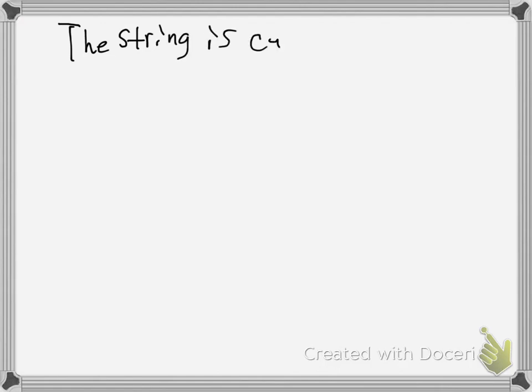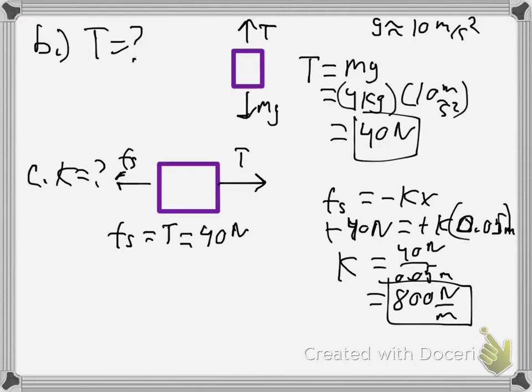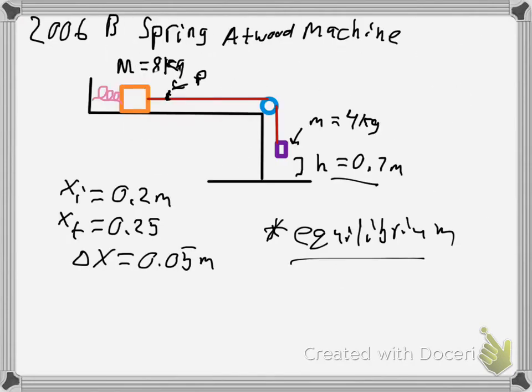Okay, and it tells us it is cut at point P. Let's go back to our diagram. So it's cut right here where I tried to draw. Alright, right at point P. So notice that point P is to the right of our block. Okay, so how is this going to affect the situation?